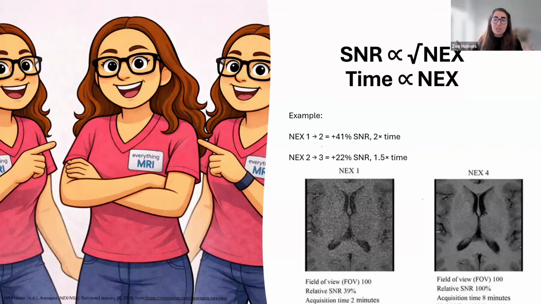So when are averages and adding an extra NEX a good idea? Well, when you have a cooperative patient, when you have minimal motion, and when you need a moderate signal to noise boost without changing your resolution. Examples of this could be high resolution musculoskeletal imaging, or detailed spine imaging when your patient is quite cooperative. Same for your brain if your patient is able to hold still for you.